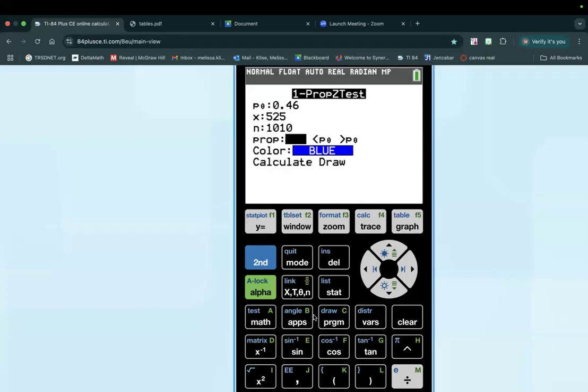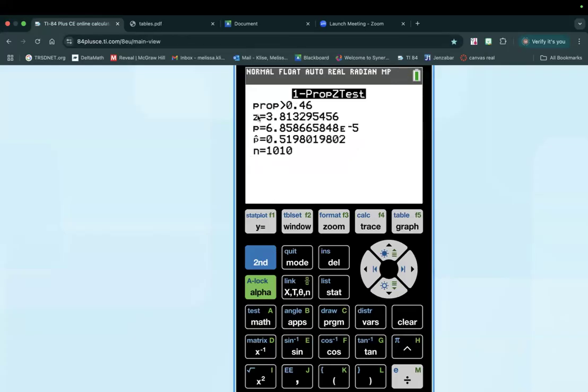Now, I am notorious for choosing the wrong answer all the time. If you choose the wrong one, it's usually going to be a very large number. Like for example, let's check it out here. It says it's going to be greater than my p naught, so I'm going to choose that one, hit calculate.